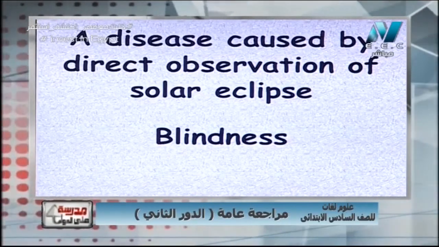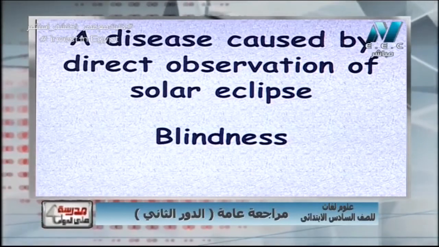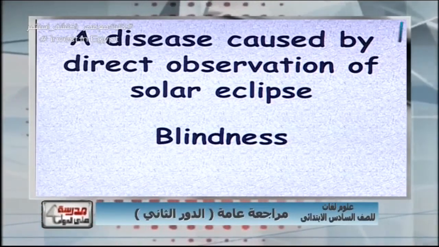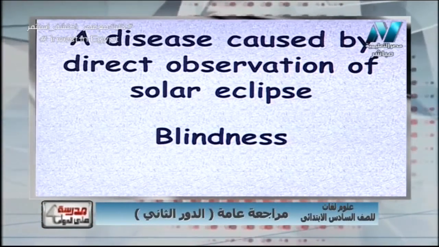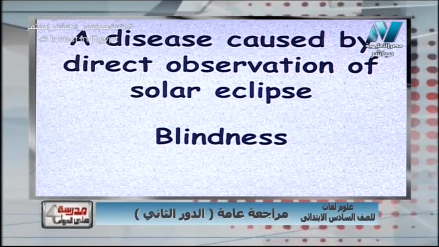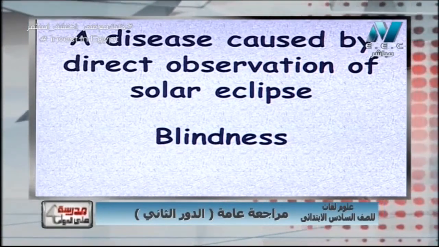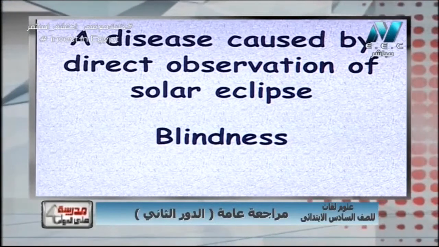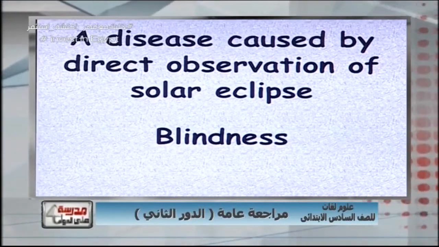فبليز الموضوع ما فيهوش هزار, ما فيهوش تجربة. لو حصل في إكليبس فعلا وأعلن عنه لو سمحتوا ما ينفعش أشوفه أو أعمل له أي observation إلا عن طريق special glasses, نظارة خاصة. A disease caused by direct observation of solar eclipse, it will be blindness.